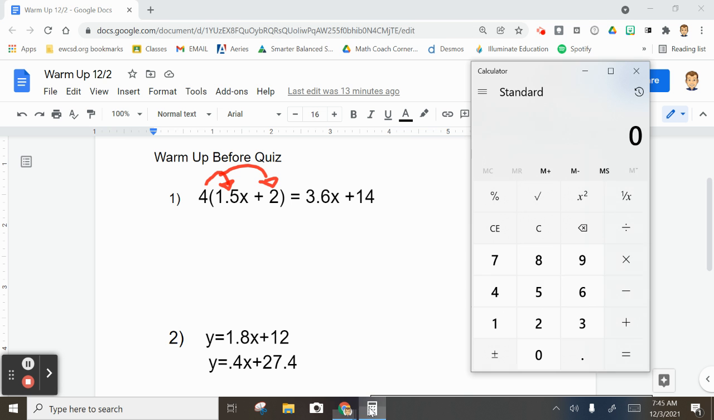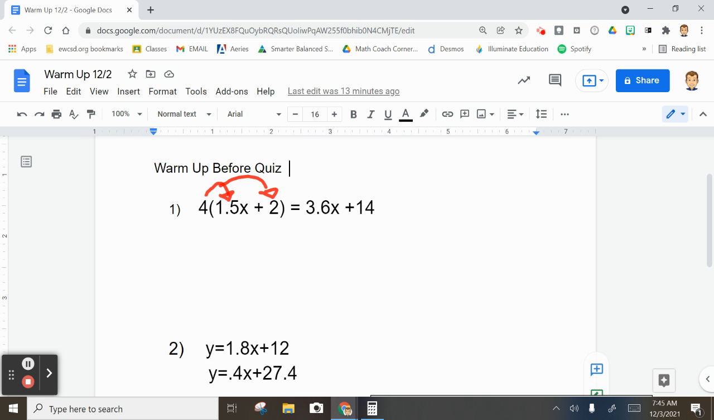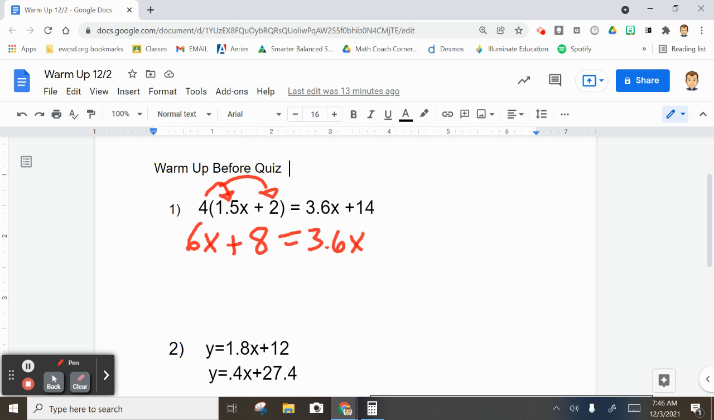All right, as I do the first distribution, 4 times 1.5 equals 6, so 6x. Oh, it's acting up. Hold on, let me put back to the pen. So 6x plus 4 times 2, I don't need a calculator, that's 8, equals 3.6x plus 14, right?